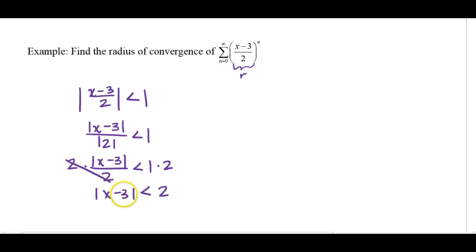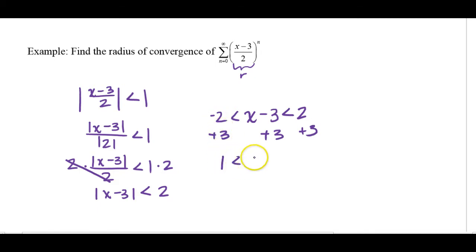Again, solving an absolute value inequality, we take the inside, x minus 3, and put it between negative 2 and positive 2. And we add 3 to both sides. So this is 1 is less than x is less than 5. What I found right now is my interval of convergence, which I'll abbreviate IOC. So my interval of convergence is from 1 to 5.